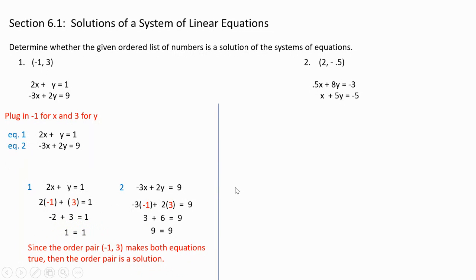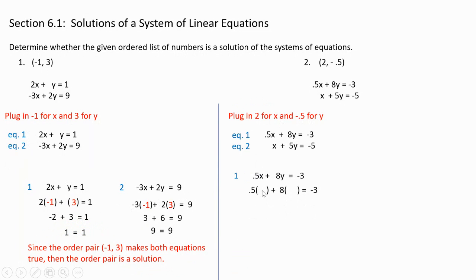Now I'm going to repeat the process for number 2. I'm going to plug in 2 for x and -0.5 for y. So again, we have equation 1 and equation 2. Let's evaluate the left side. That gives us -3 equals -3, right? So then we can continue.